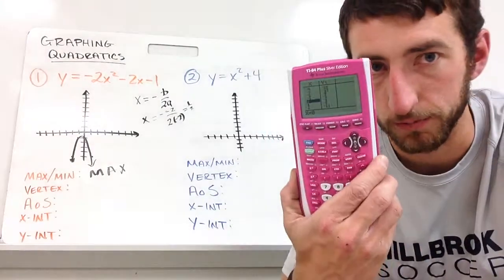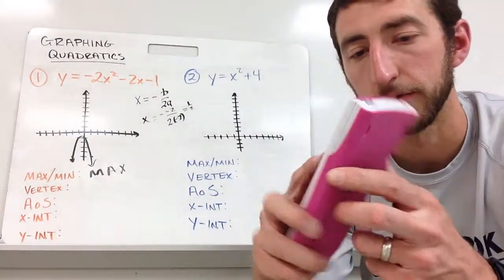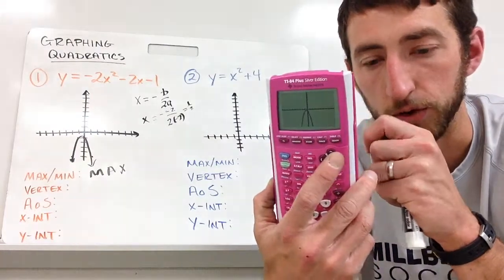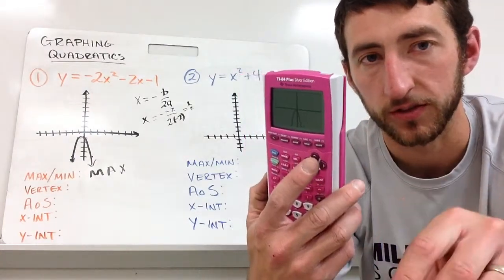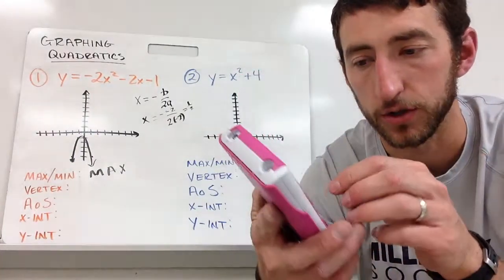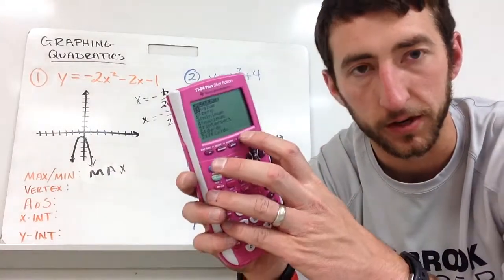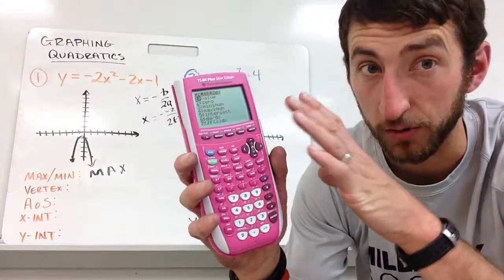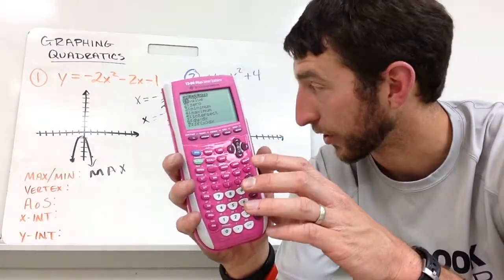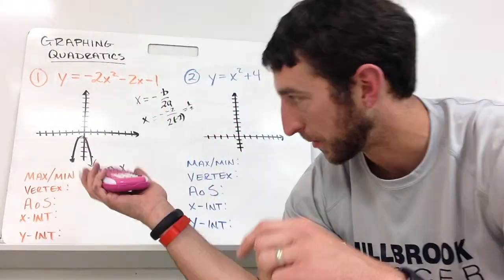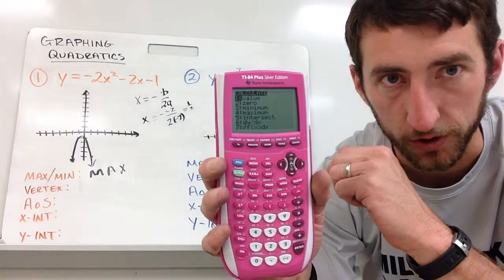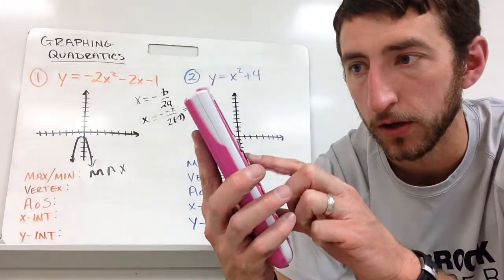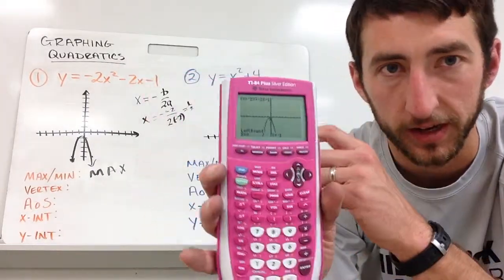So you're going to go back to Graph, and we're going to choose the second Trace function. Up there it says Calc, and this is where we're going to find all of this information for our graph. If you remember, we said there was a maximum. You notice there is a maximum button on here, so we're going to choose number 4. Now it's going to ask you a few questions.